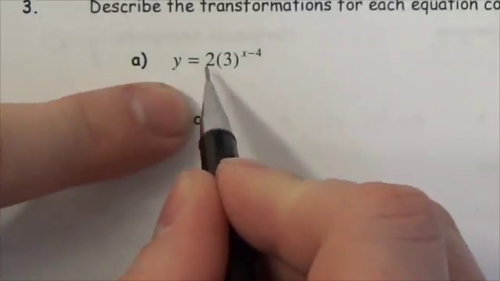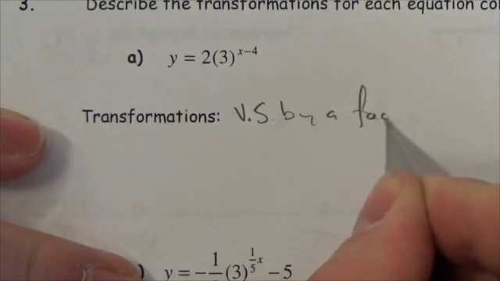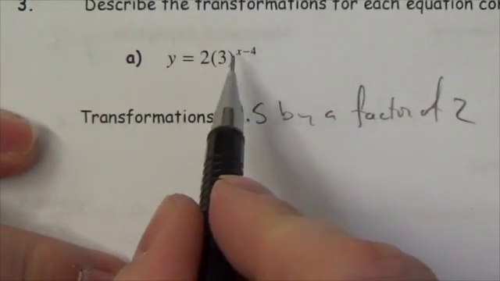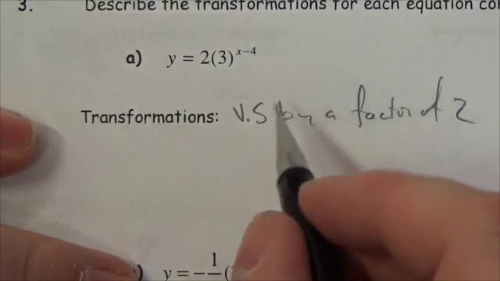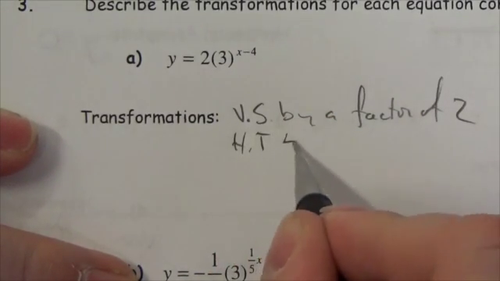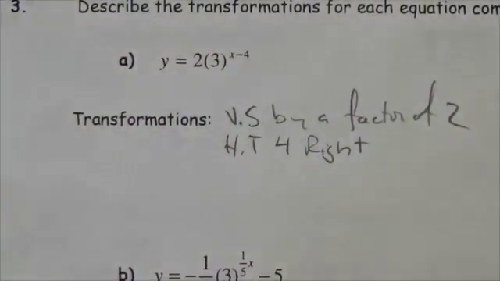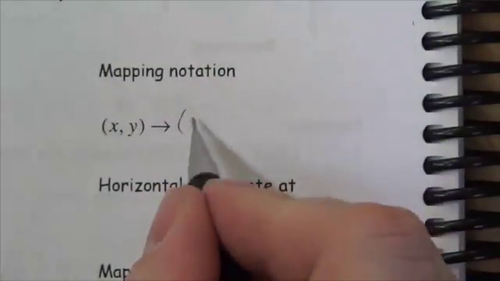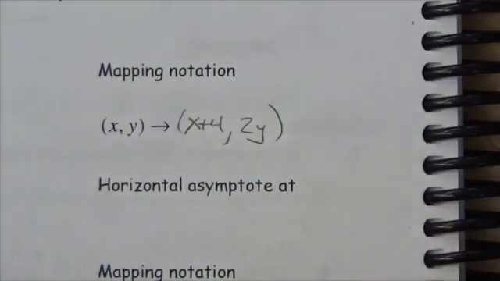So what has been applied, though, is there's a 2 out front, which means there's been a vertical stretch by a factor of 2. And then up in the exponent here, I'm subtracting 4 from the x. Now think about what you would have to do to isolate the x. I would have to add 4. So it's going to be a horizontal translation 4 right. Now that becomes our mapping notation. 4 to the right is x, sorry, I put a comma there quicker than I wanted to. X plus 4. And then a vertical stretch by a factor of 2 means I'm multiplying the y-coordinate by 2.